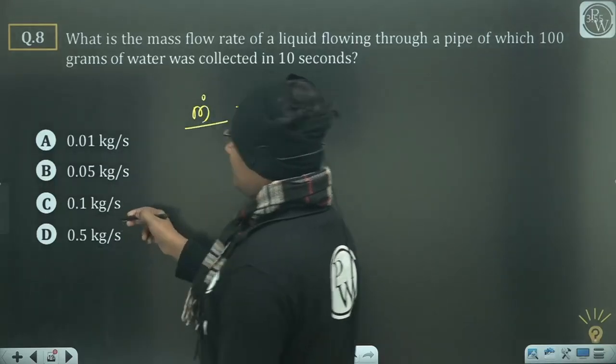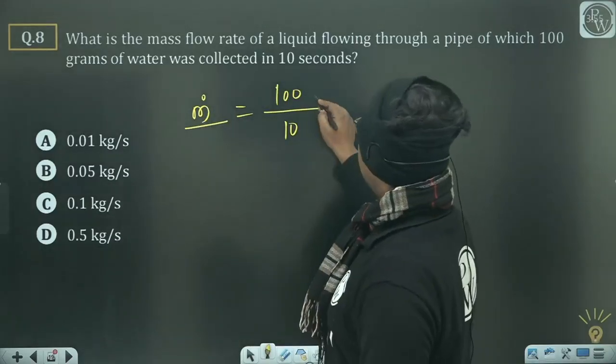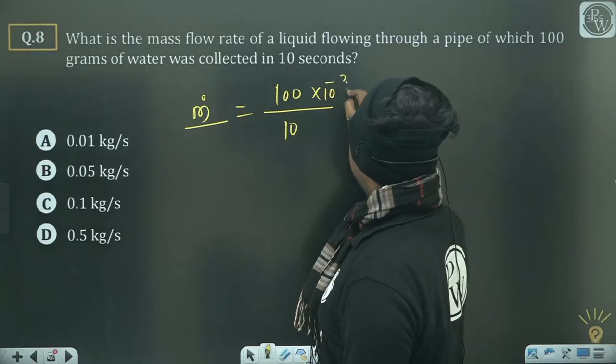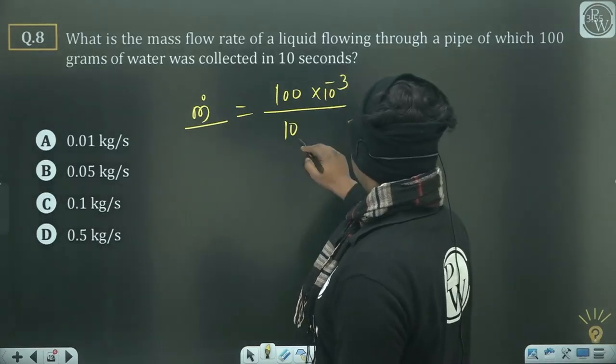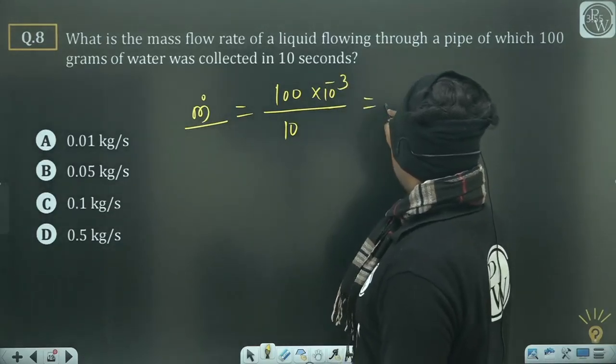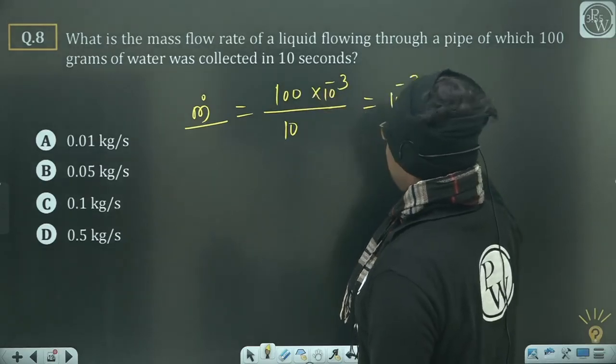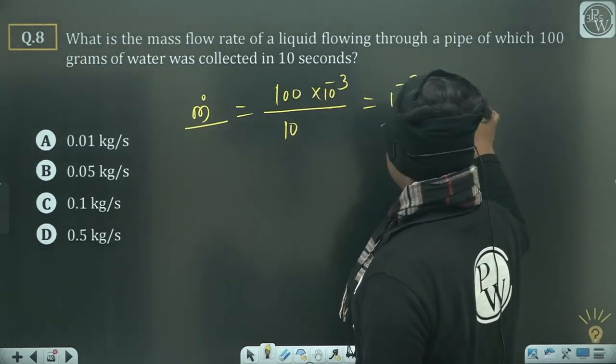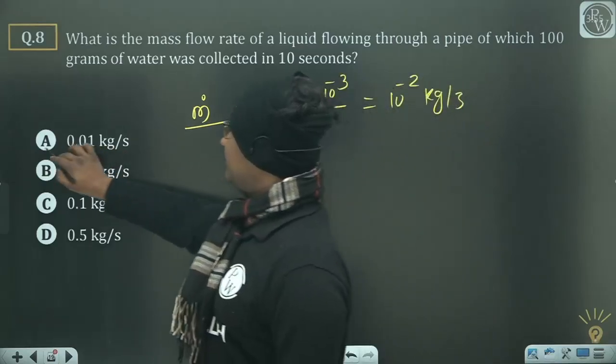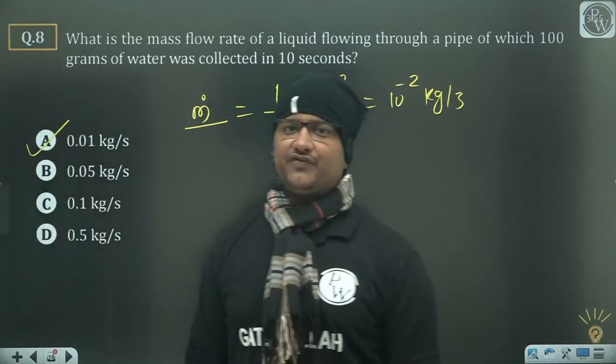They have given the value in kg. So we'll convert this gram into 10 to power minus 3. So it will be how much? It will be 10 to the power minus 2 kg per second. So 0.01, that means option A will be the right option for all of you.